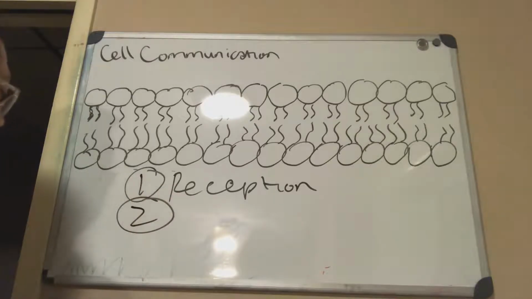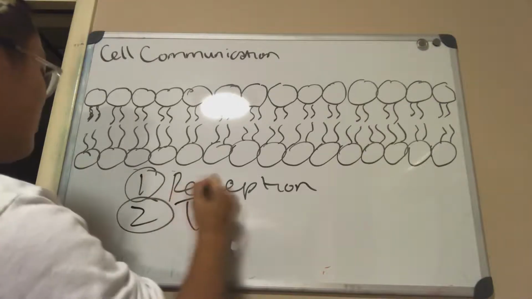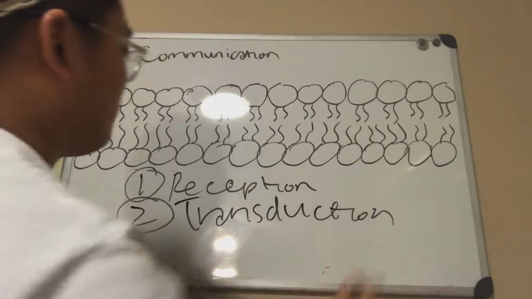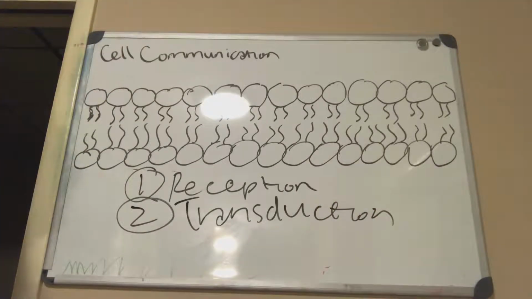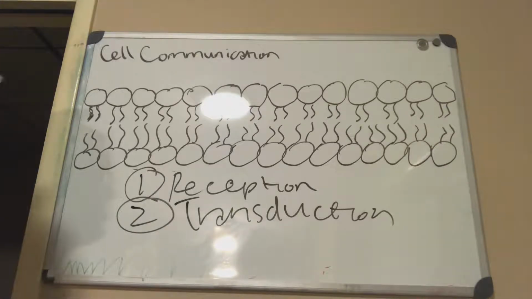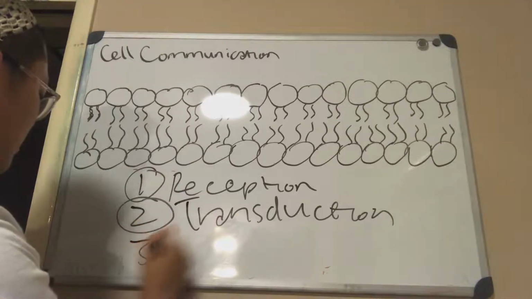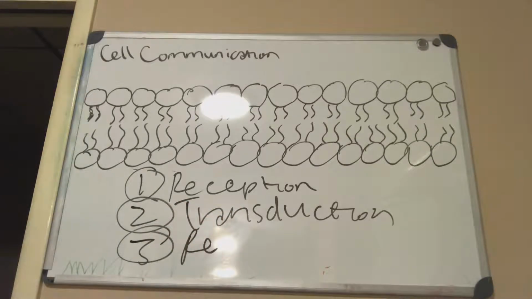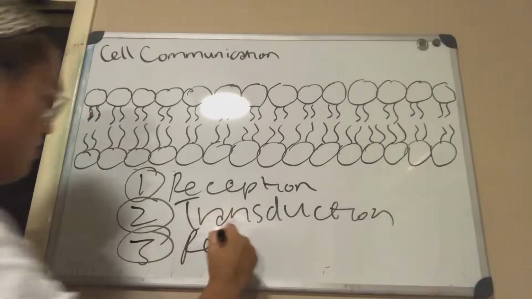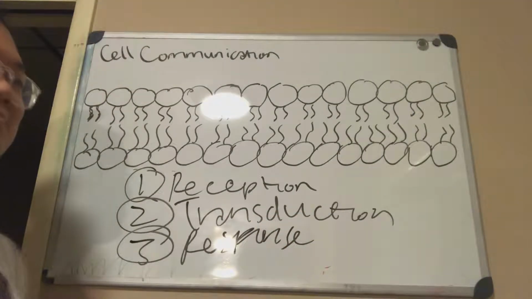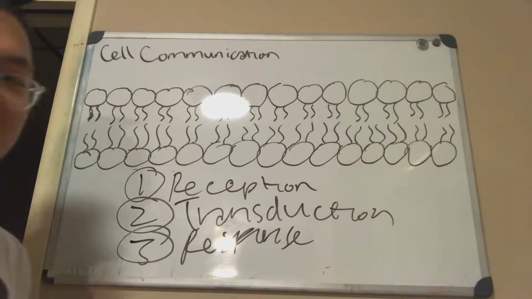The next step is transduction. This is all the intermediate steps that go in before the actual cellular response comes out. So all the intermediate steps that have to occur. And last but not least is response. Is that what it's called? Yeah. It's the response stage. This is when the cell actually does something, and so it's the ending result.